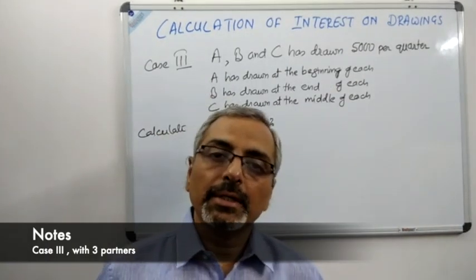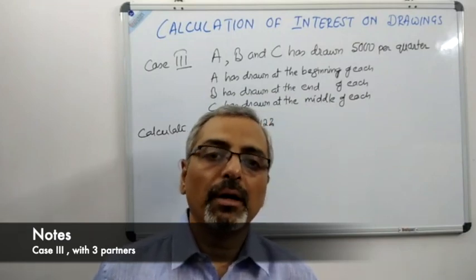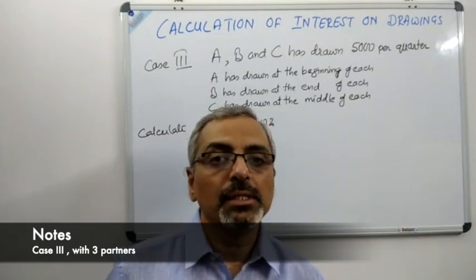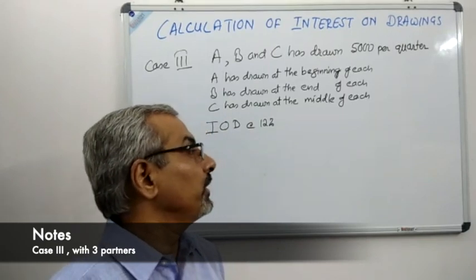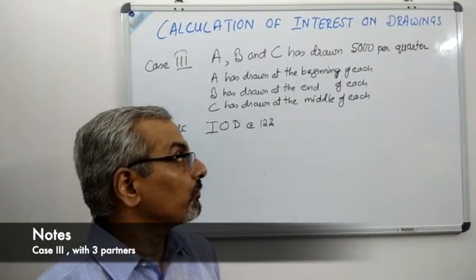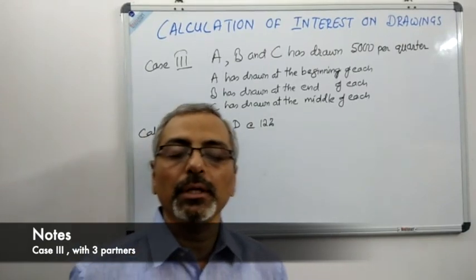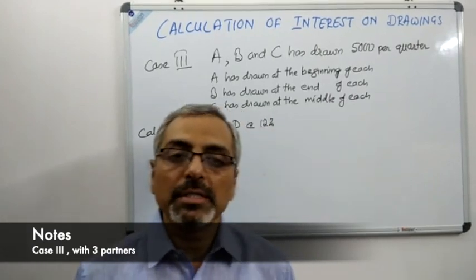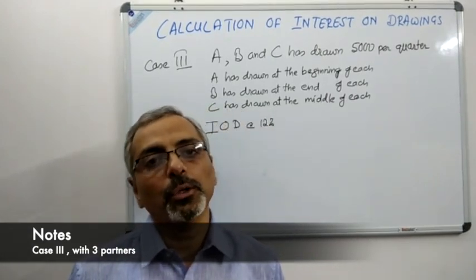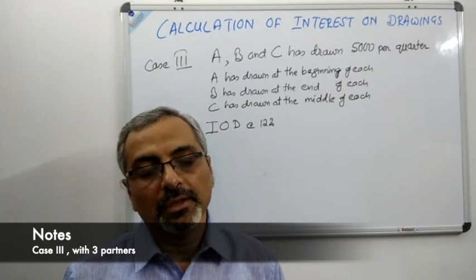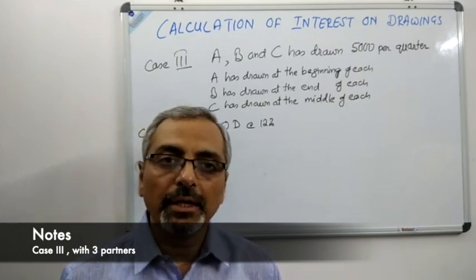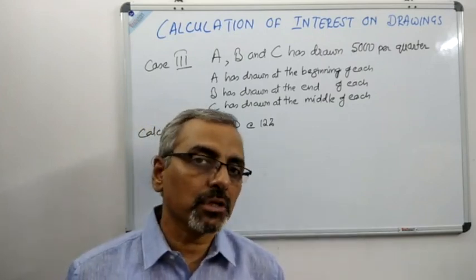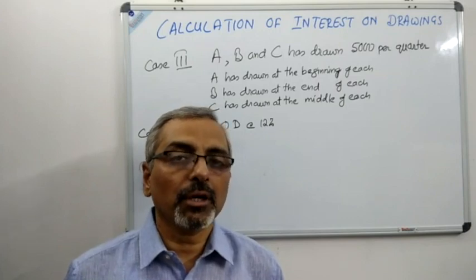Now let us take a case in which there are three partners, A, B and C. And you can see very carefully that A, B and C have drawn 5,000 rupees per quarter. In a year, there are 4 quarters. That means each partner has drawn 20,000 rupees. How did I get it? 5,000 into 4. I have just now told that in every year there are 4 quarters.